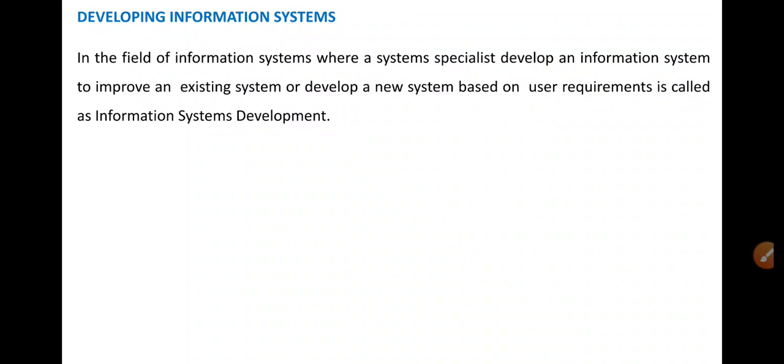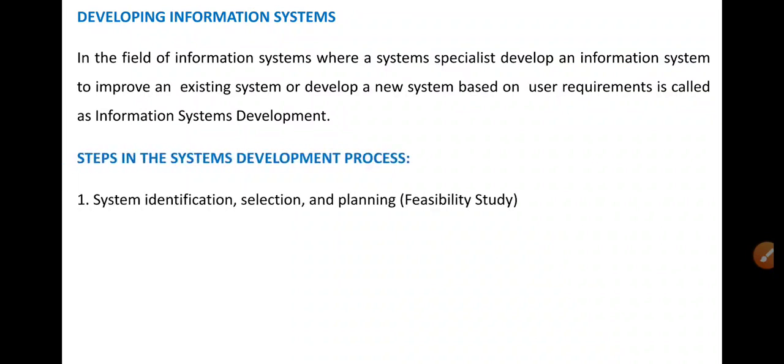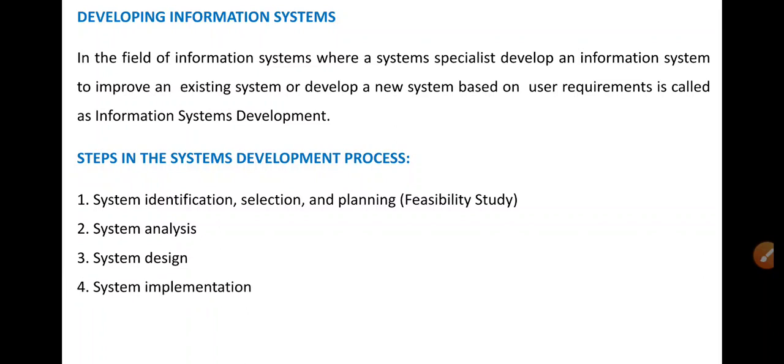I am going to explain to you the steps included in developing an information system. Here are some steps. Step number 1 is system identification, selection and planning, which is also known as feasibility study. The second step is system analysis, the third step is system design, next system implementation, and lastly system maintenance. So we have 5 different steps to develop an information system.